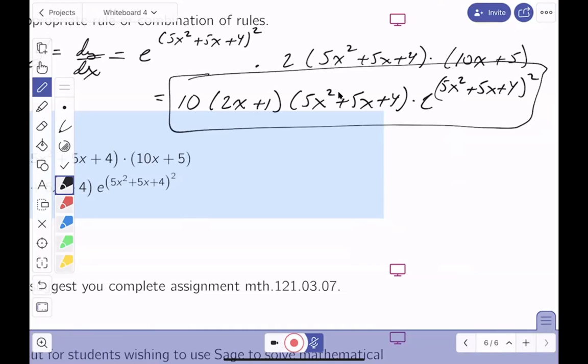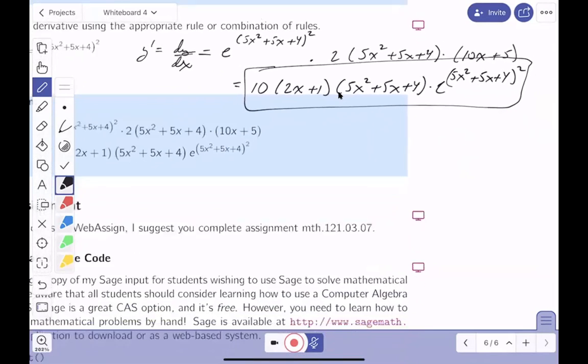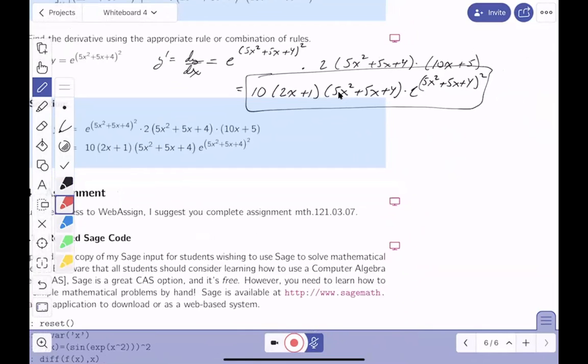Oh yeah, mistakes can happen, but let's take a look what they've got over here and see if they got the same answer. And I'm looking at it. I see the 10, I see the 2x plus 1, I see the 5x squared plus 5x plus 4, and I see e raised to the power. All right, relatively simple once you master the chain rule. All right, chain rule is an important rule to be using, and you want to master that rule. It takes practice and time, though. Thank you.